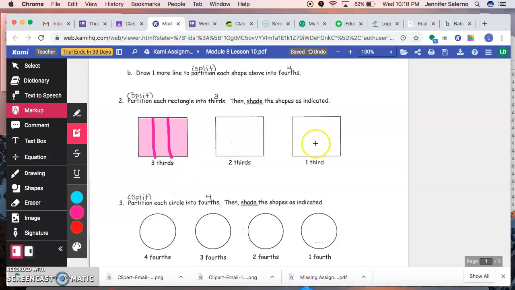Now for the next 2, you're going to do them. Remember, the first thing you have to do is split it into 3 equal parts, and then shade to show 2/3. Here, split it into 3 equal parts and shade to show 1/3.